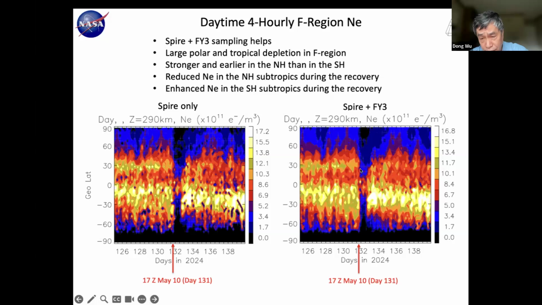And post the initial shock, there's a kind of weakening in the subtropics. This is what they call the equatorial ionization anomaly, EIA, reduced in the northern hemisphere but strengthening in the southern hemisphere. So this is very obvious from both data sets, even though the sampling is not right. That's the asymmetry between hemispheres in the F region, daytime.